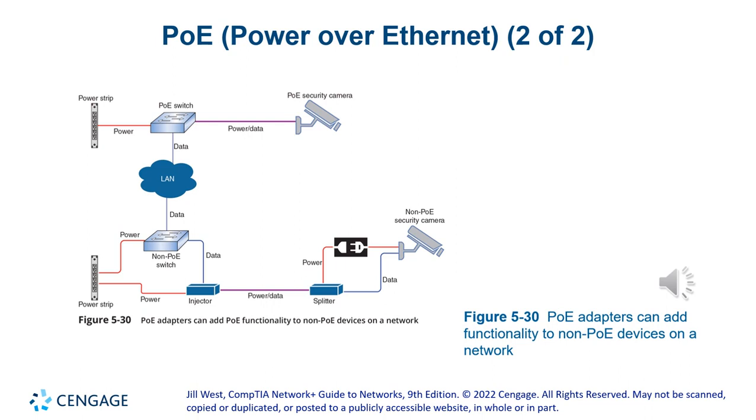So here at the top you have a PoE switch, right? You got your power strip providing power to the switch. Your LAN provides the data, and over the same wire you provide power and data. Very good for cameras because you'll power the camera and also Ethernet to the camera.